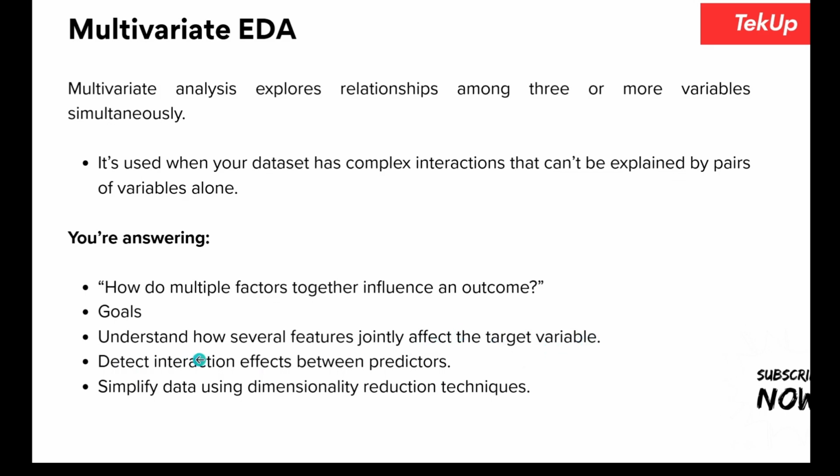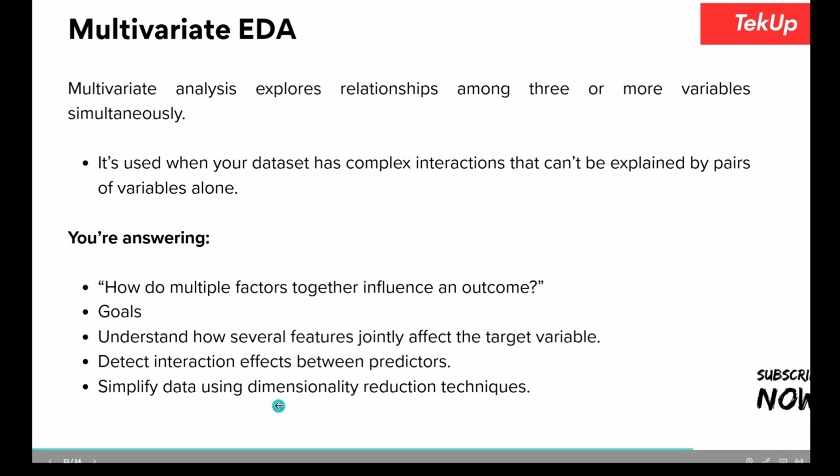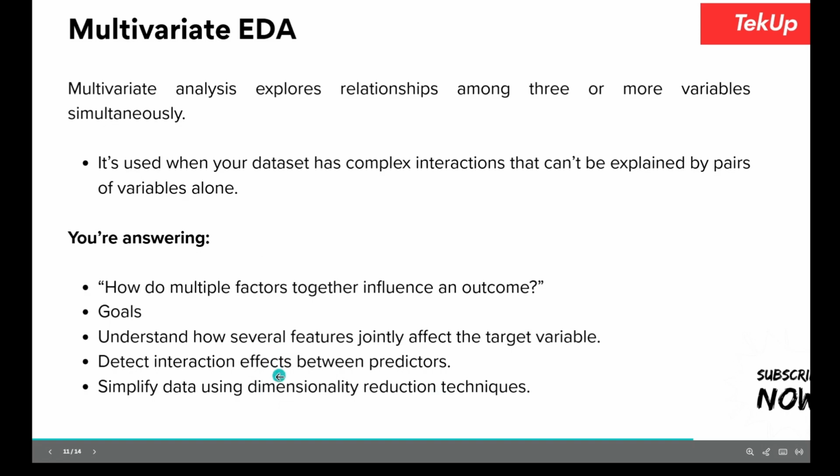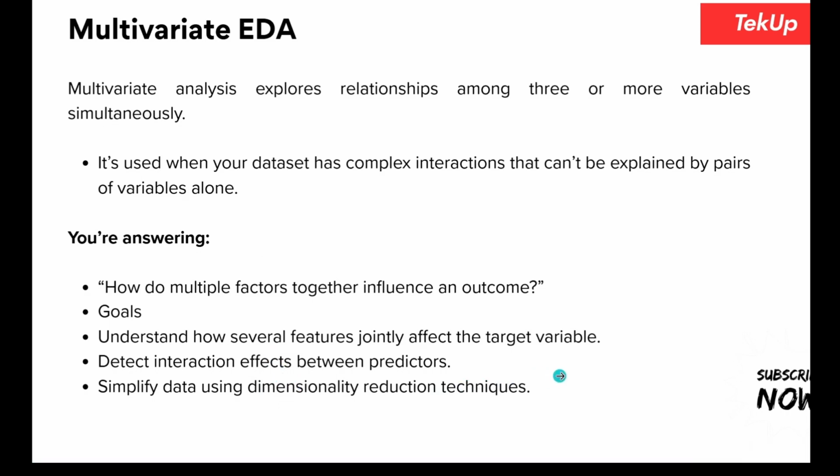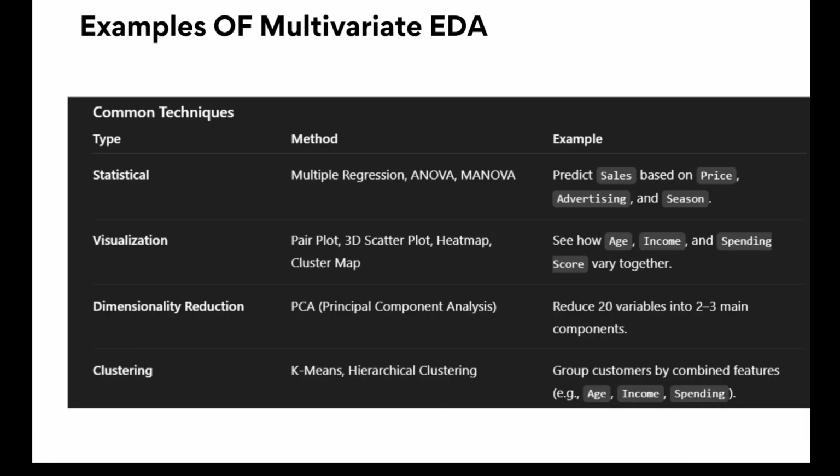We are trying to detect interaction effects between predictors. We are trying to simplify data using dimensionality reduction techniques. Now let's look at the examples of multivariate EDA and the common techniques used.